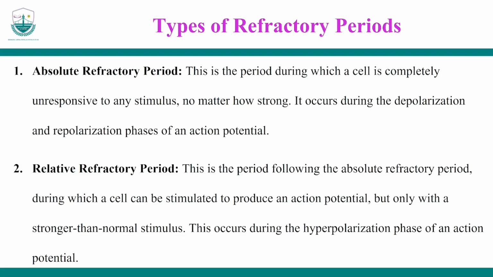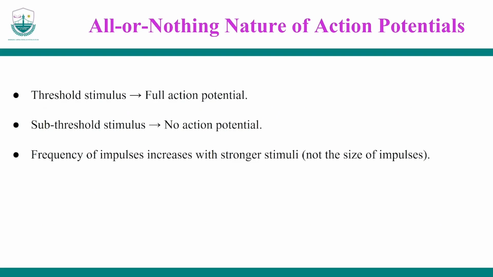So we have two types. The absolute refractory period, when you cannot have any impulse being transmitted regardless of the intensity of the stimuli. And then with the relative refractory period, you can fire the electrical impulse, but the intensity has to be more, because to reach the threshold, you need more stimulation or more intensity. Those are the two types of refractory periods.